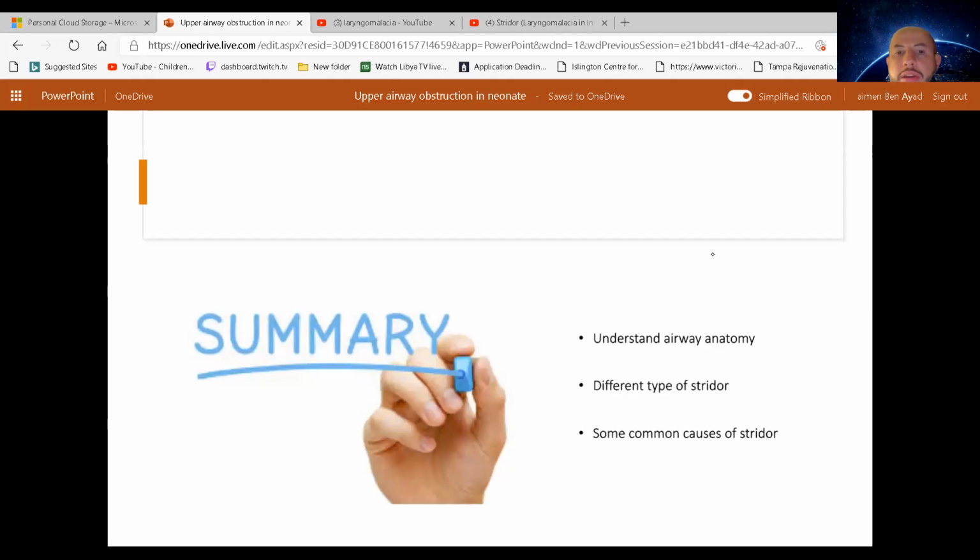Okay, so in summary, we discussed airway anatomy. We discussed the difference between inspiratory, expiratory, and biphasic stridors, and the difference between stridor and wheeze. We discussed different causes of inspiratory, expiratory, and biphasic stridor. We covered choanal atresia, laryngomalacia, subglottic stenosis, vocal cord paralysis, and finally we spoke about the vascular ring.